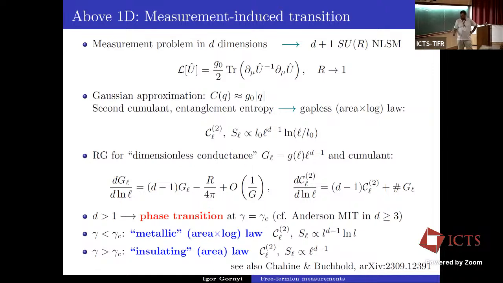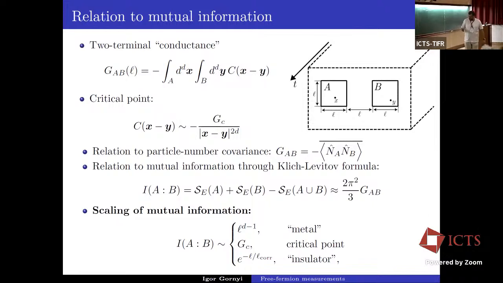The same conclusion was simultaneously, concurrently drawn in this paper by Mikhail and his students. Right. So now, what about the connection? Last slide: what about the connection between Anderson localization and quantum information?